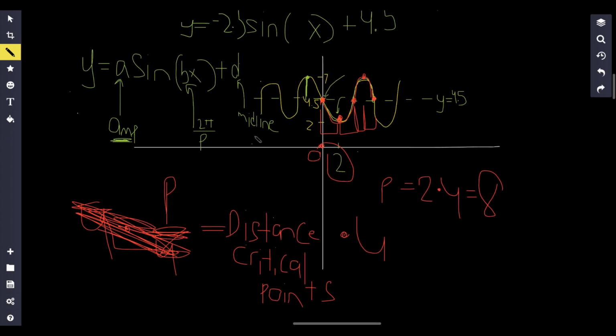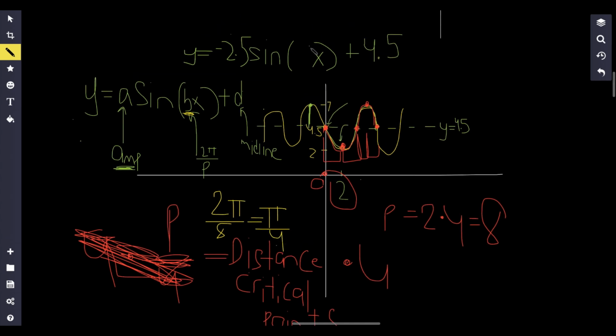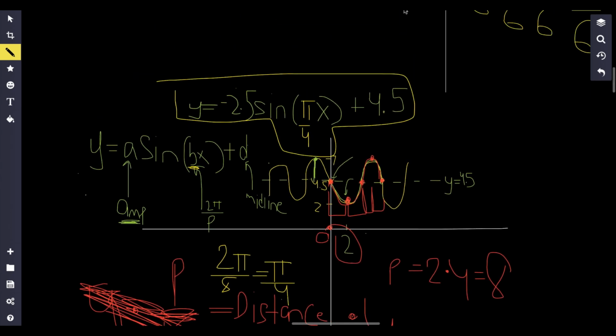Now we said how our b term is equal to 2 pi divided by the period. So 2 pi divided by 8 gives me pi over 4. And we are done. That is the answer to our problem.